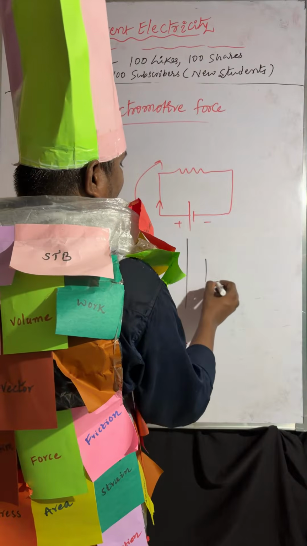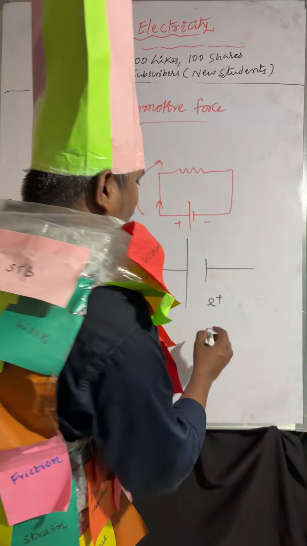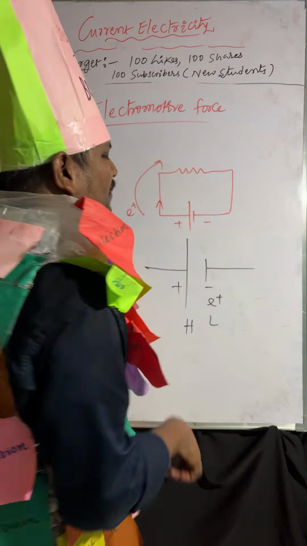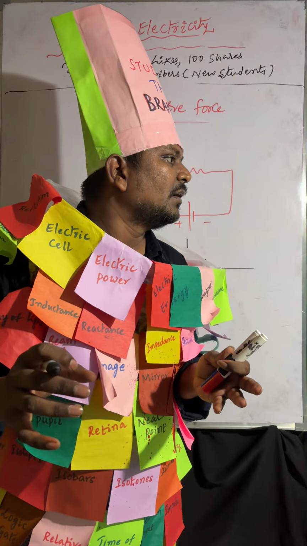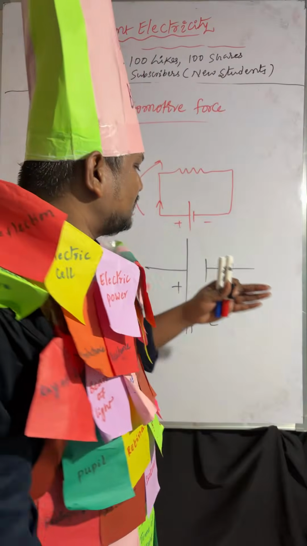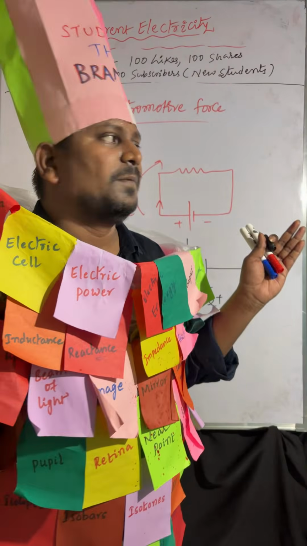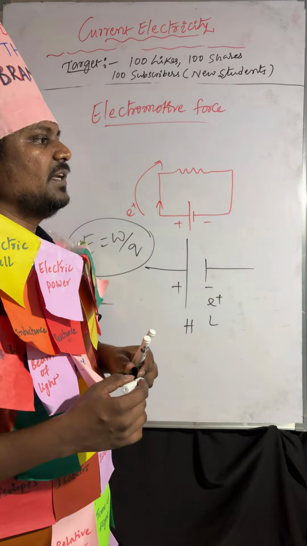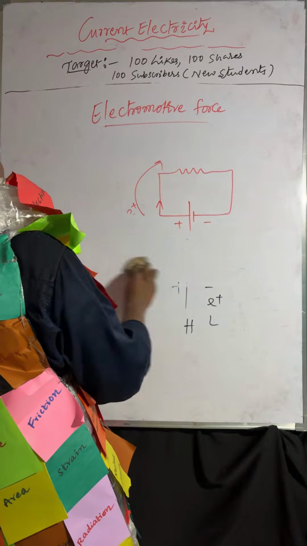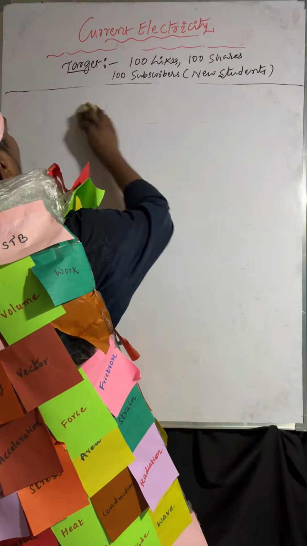When the positive charge reaches the negative terminal, we do some work to bring unit positive charge from the negative terminal to the positive terminal, or from low potential to high potential. That is called electromotive force, EMF. So E equal to W by Q. Understood or not? The work done by the cell on the charge to bring it from low potential to high potential is called EMF, electromotive force.